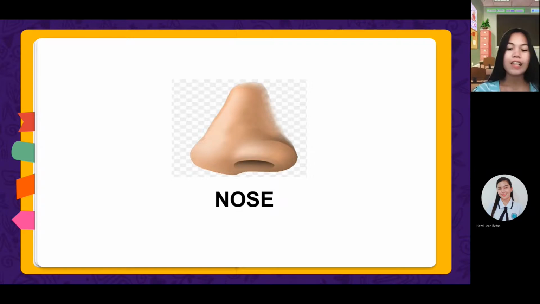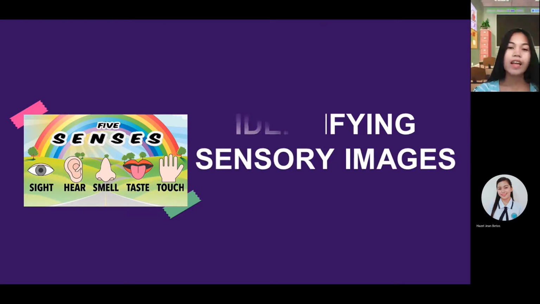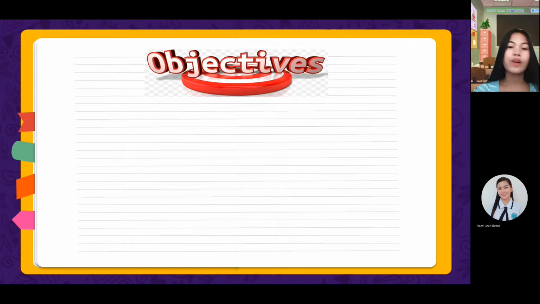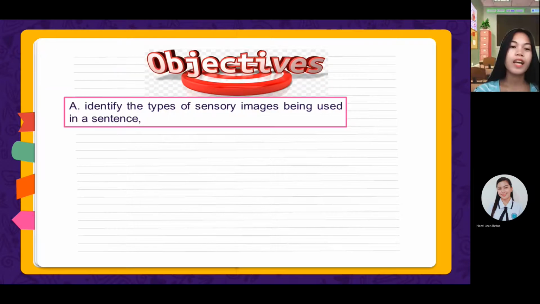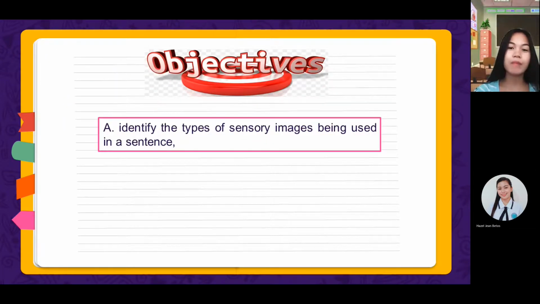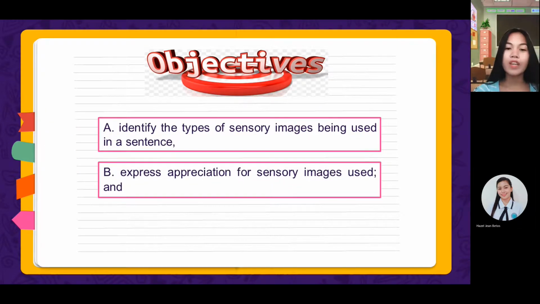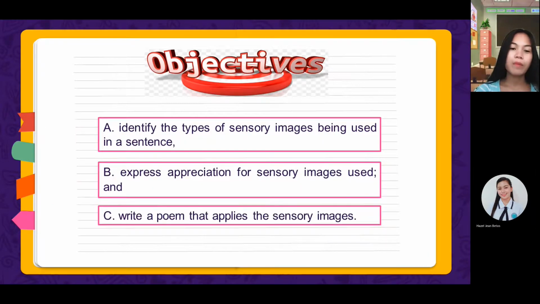Senses. Yes. Our topic this morning is all about identifying sensory images. But before that, I want you to know our learning objectives. At the end of a 1 hour discussion, 85% of you should be able to, first, identify the types of sensory images being used in a sentence. Second, express appreciation for sensory images used. And third, write a poem that applies the sensory images.